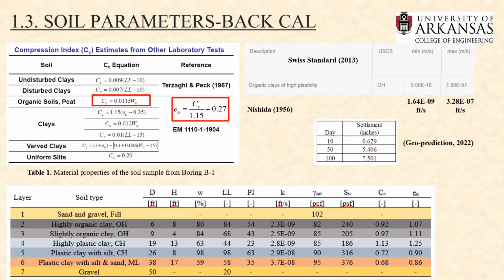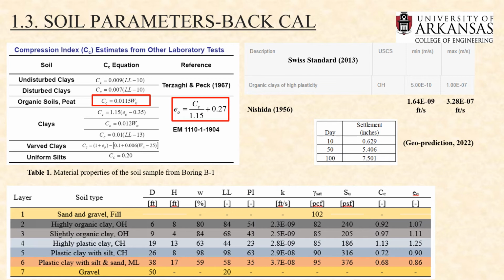So for the vertical settlement calculation, other unknown parameters include the compression index, initial void ratio, and permeability. The compression index for the organic soil and peat were correlated with the in-situ water content found on a correlation presented in EM1110. The initial void ratio were calculated based on the correlation between the void ratio and the compression index for organic clays by utilizing Nishida correlation.